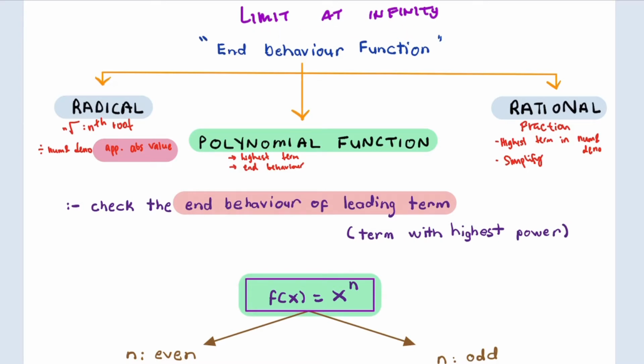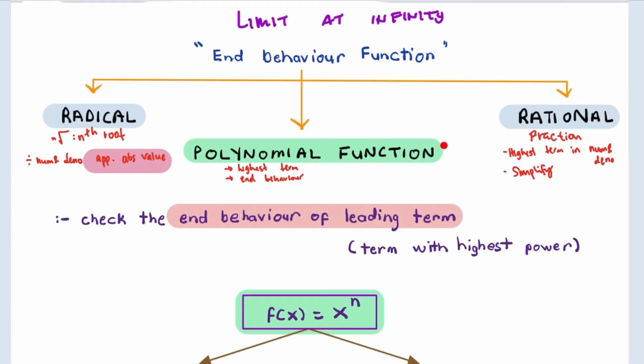This is the new subtopic 1.4, limit at infinity. For limit at infinity, we have three categories here. The first one we'll discuss is polynomial functions. The second one we'll discuss is rational functions. And the third one we'll discuss is radical functions. Let's start with the first one, polynomial function.